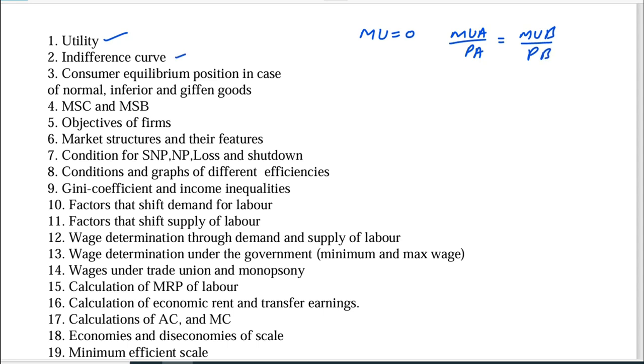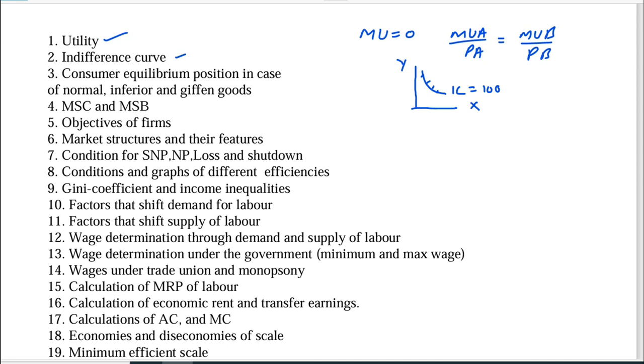And indifference curve, examiner asks about the basic definition of indifference curve, or he gives the graph and asks questions relevant to that. So indifference curve is the graph that shows different combinations of two products that give the same level of satisfaction. For example, if this IC gives 100 units of satisfaction, then all points along this IC curve will give the same level of satisfaction.